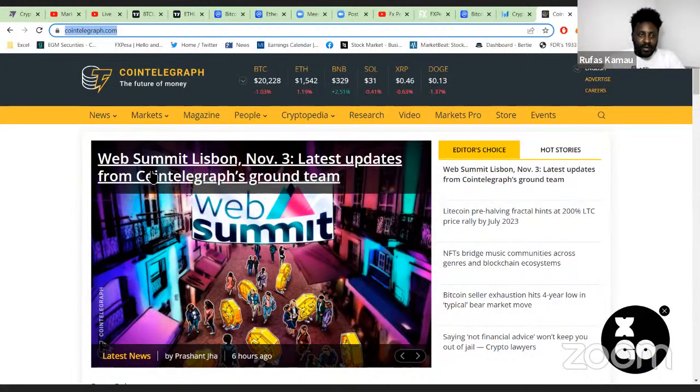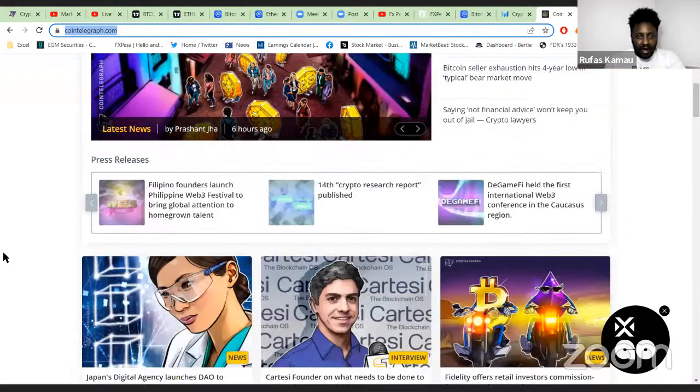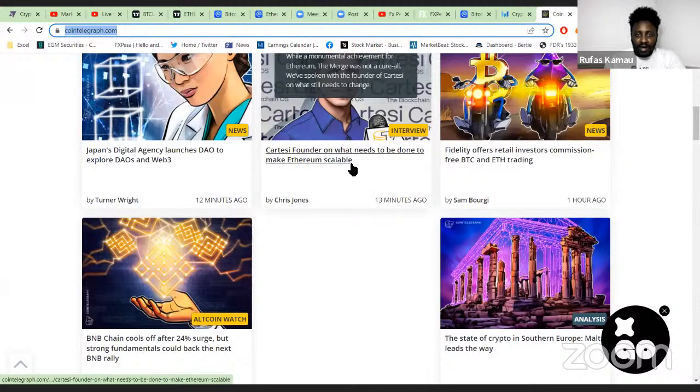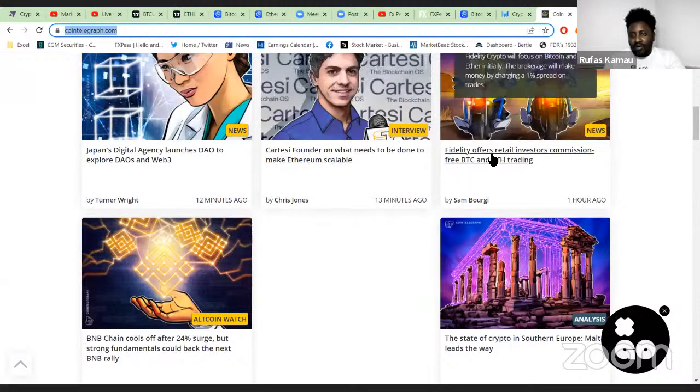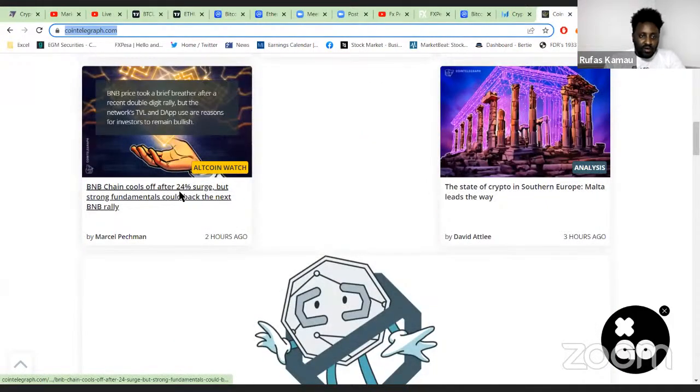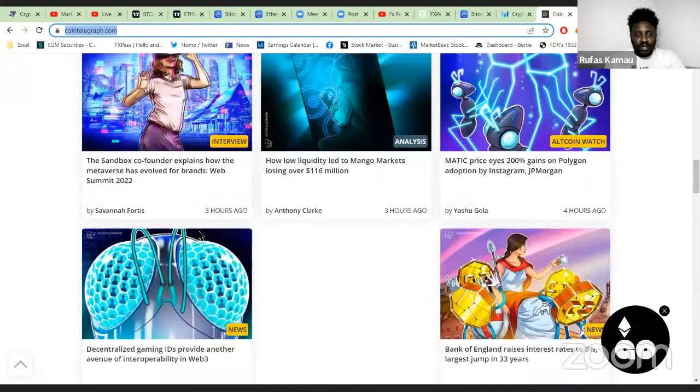So for instance, we are expecting a web summit in Lisbon on the 3rd of November. That's basically today. So the latest updates are from Cointelegraph's ground team. Japan's digital agency launches a DAO to explore DAOs in Web3, courtesy founder on what needs to be done to make Ethereum scalable. Fidelity offers retail investors commission-free BTC and ETH trading. BNB chain cools off after a 24% surge, but strong fundamentals could back the next BNB rally. So all this news is available here.